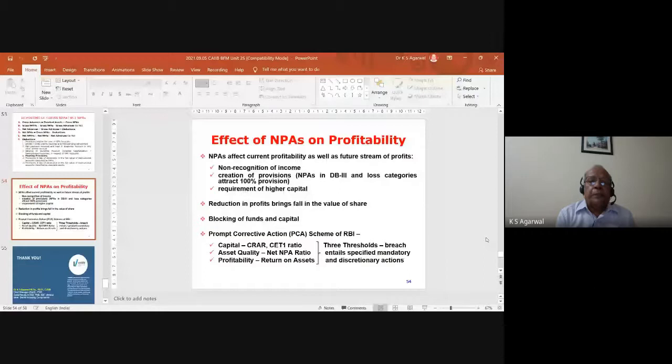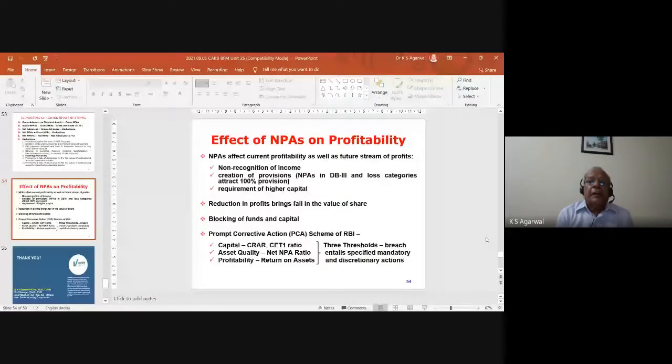Blocking of funds and capital, because I cannot rotate my fund. These funds are blocked in my NPA accounts. If it is not recovered, then I cannot make fresh advances. And if my profitability falls, if my net NPA rises, then I expose myself to prompt corrective action of RBI.